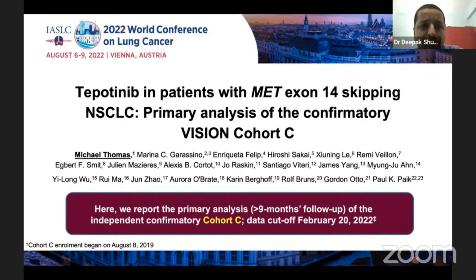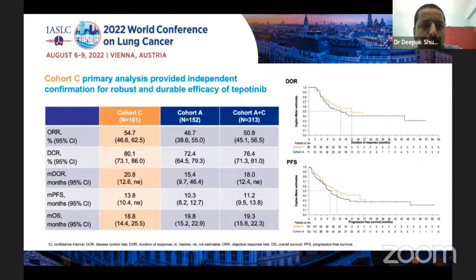And as already discussed, VISION cohort C was the confirmatory analysis for this data set, and the update at 9 months follow-up was presented at WCLC. The data show that the overall response rate, median PFS, and median overall survival in cohort C, the confirmatory data set, were equivalent to cohort A, and the median PFS and OS were comparable.